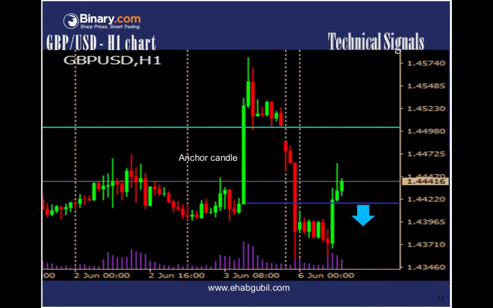Another signal, pound dollar 1-hour chart. We can see here the anchor candle. It happened on Friday, and we can see the market already broke the lowest level, the open of this candle, downwards. So I expect the market to keep going downwards. The market met the anchor candle, and the market broke the open of this candle, the lowest price for this candle, the open price. So I expect the market to keep moving downwards.